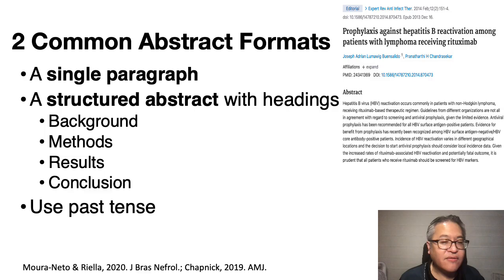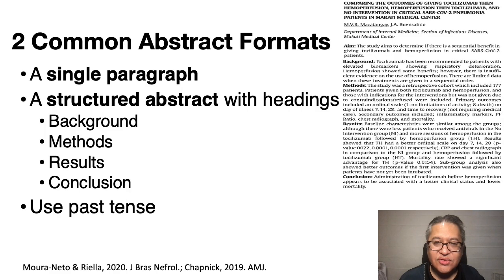Now, there are two common formats. First, a single paragraph, and there I show on the right one of the abstracts that I wrote, just a single paragraph abstract. So that works in some. Now, the second is a structured abstract with headings. So this is an example of that, showing background, methods, results, conclusion in most cases, right?